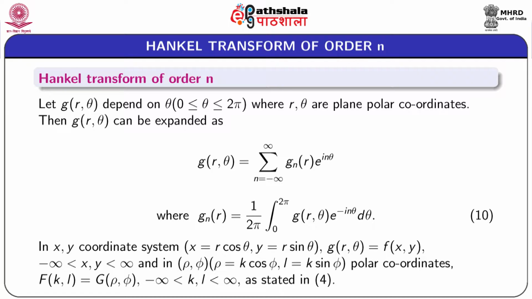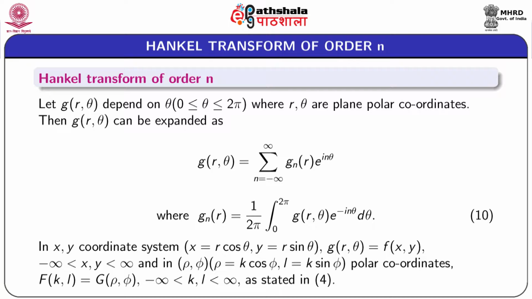Next we shall derive Hankel transform of order n. Here we shall assume that small g r theta depends on theta, where theta lies in the interval 0 to 2 pi, in contrast with Hankel transform of order 0, where we have assumed that small g r theta is function of r only. Here r and theta are the polar coordinates.